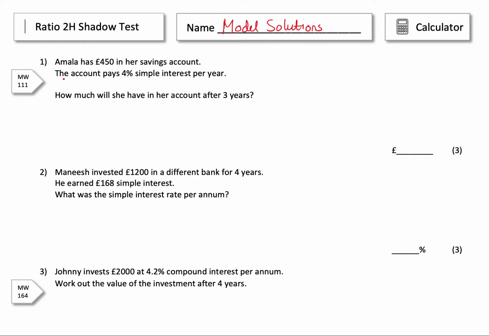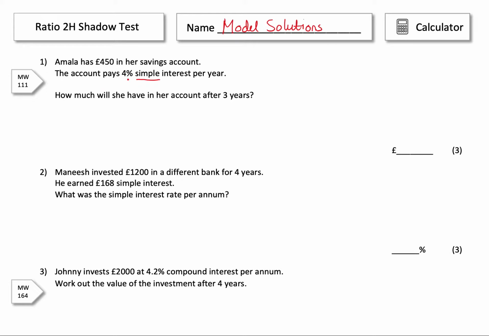Okay, so number one, Amala has £450 in her savings account. The account pays 4% simple interest per year. How much will she have in her account after 3 years? So simple interest means she's just going to get 4% of this 450 every year for 3 years.